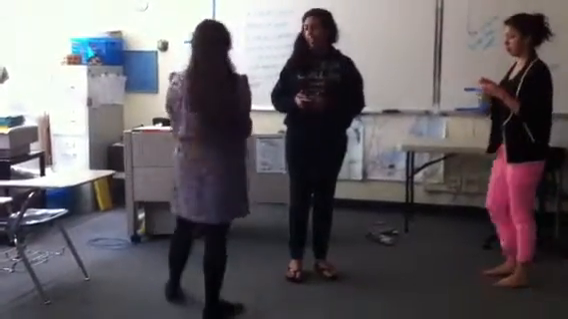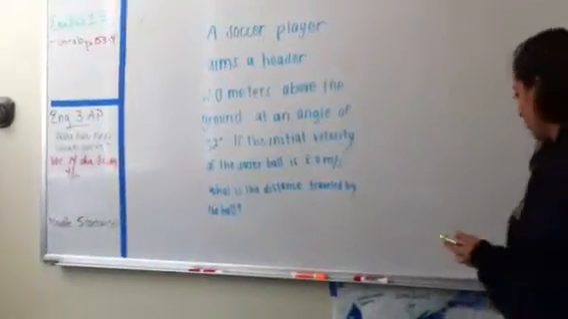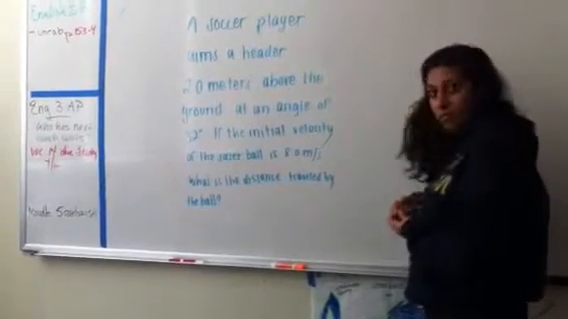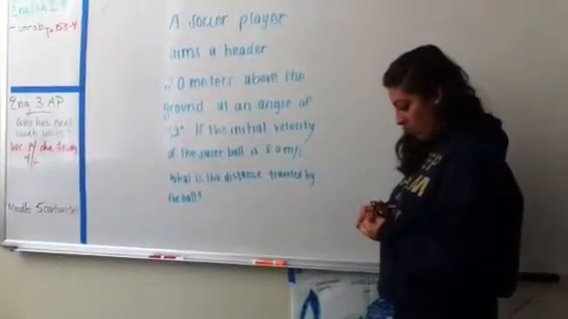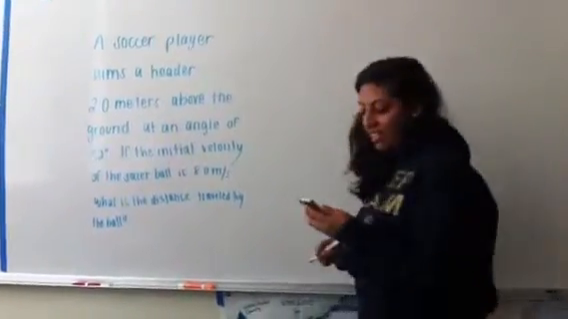So here's an example problem that we're going to do on the board. A soccer player aims a header 2 meters above the ground at an angle of 32 degrees. If the initial velocity of a soccer ball is 8 meters per second, what is the distance traveled by the ball? Here's the solution. We first need to determine the components of the initial velocity.